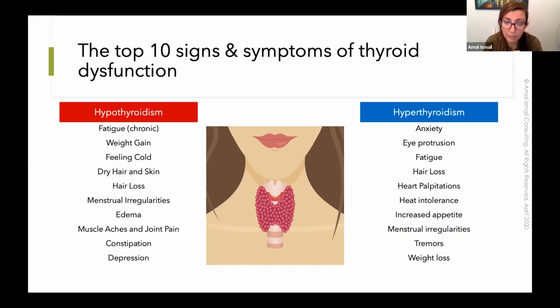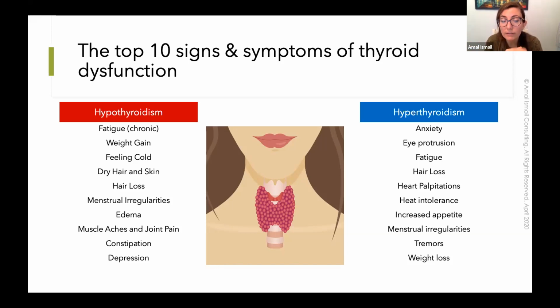thyroid hormone being released to create the optimal metabolic function across the body, we see chronic fatigue, and it tends to be worse in the morning, but it's consistent throughout the day. We have weight gain, feeling cold, so lower basal body temperature, dry hair and skin. We see hair loss, often patchy hair loss, menstrual irregularities, water retention, which results in edema, and then muscle aches and joint pains, constipation, and low mood and depression.